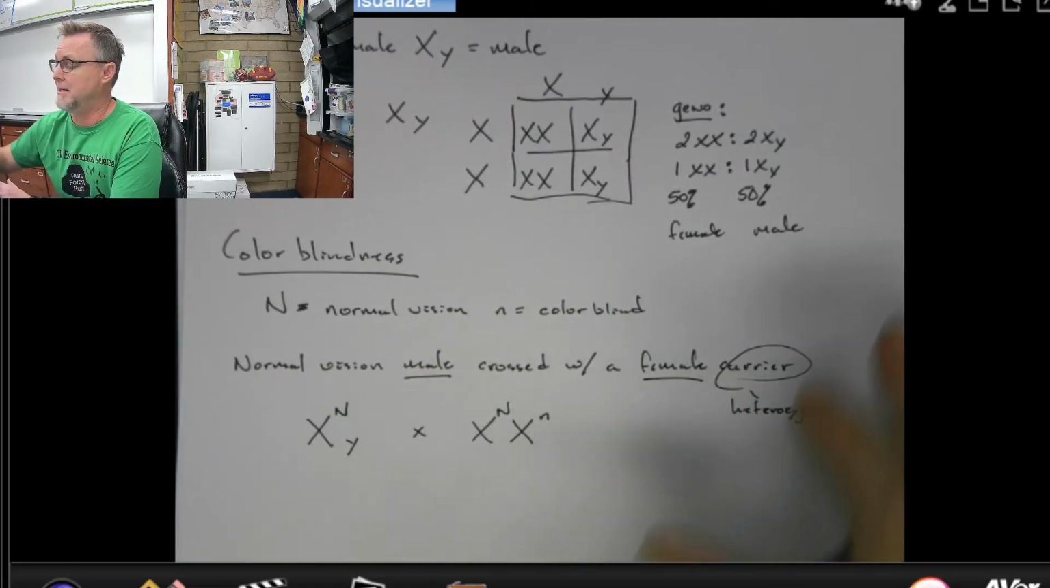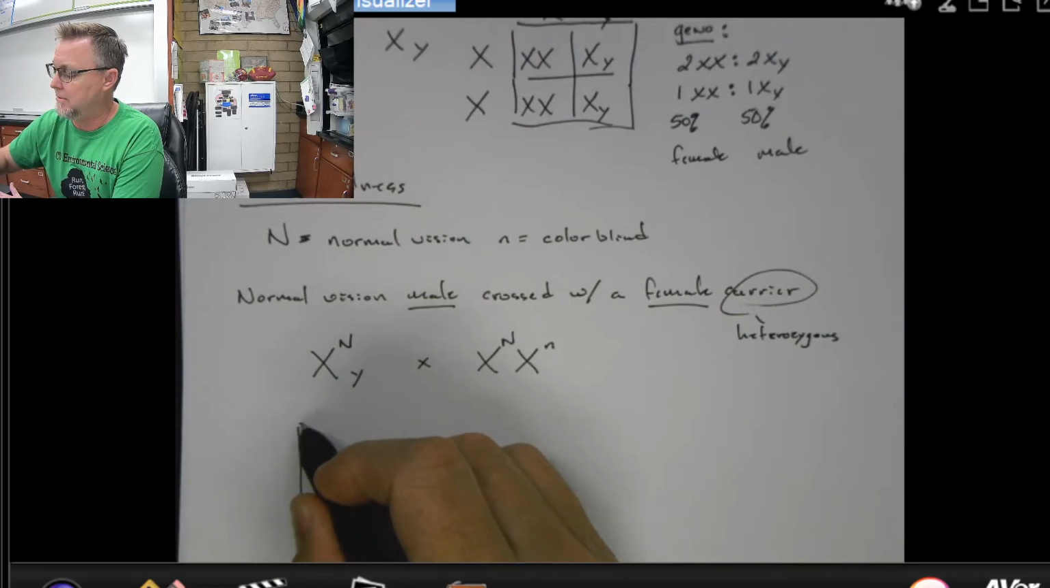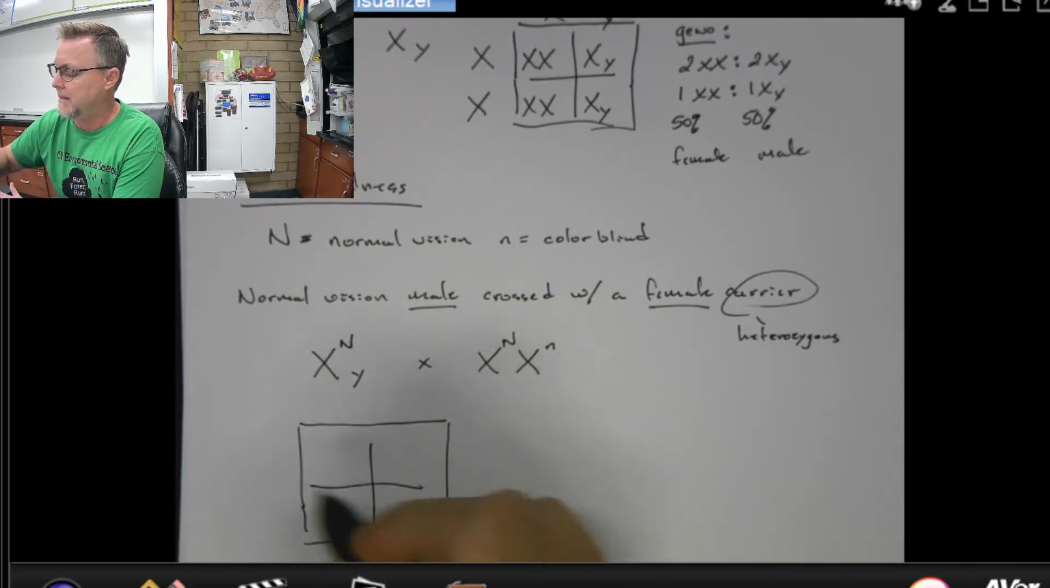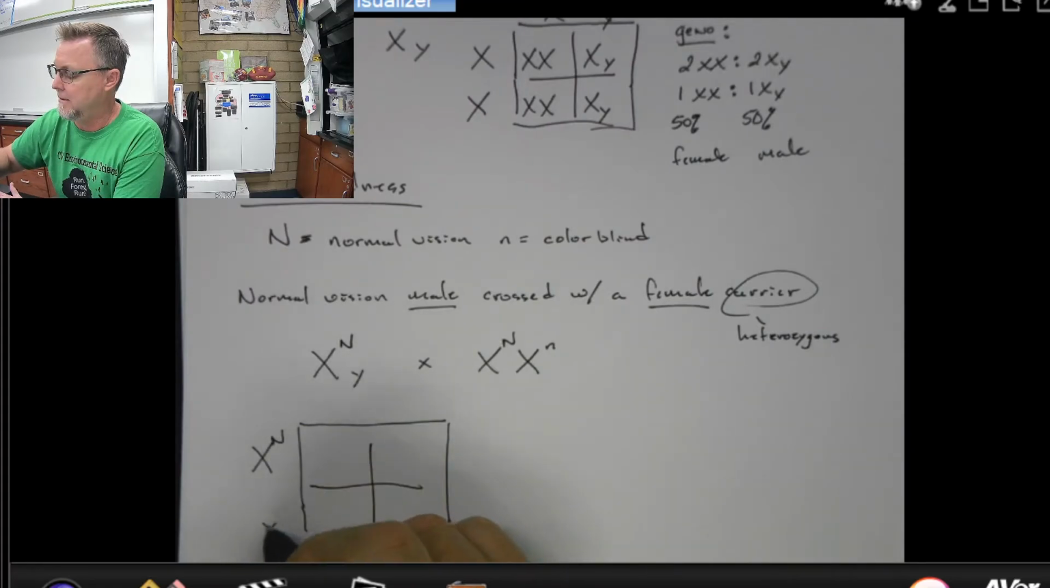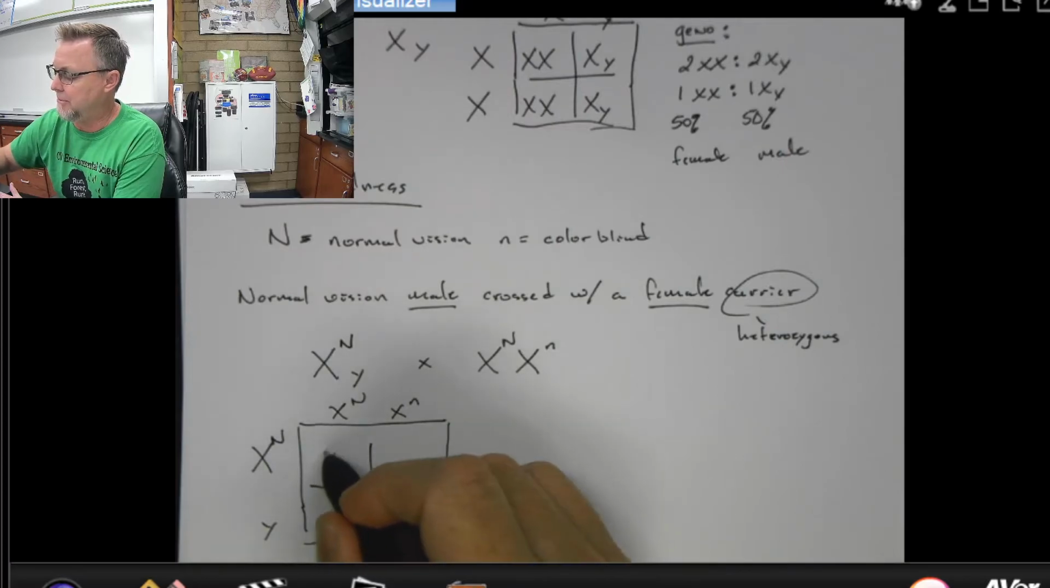Now, we're going to do a Punnett square, okay? And we're going to see how the kids come out, all right? So we'll draw the Punnett square, put the male over here, the female across the top, and we'll fill the boxes in.